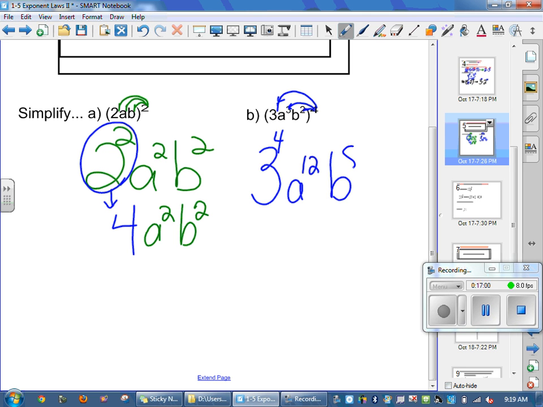Nice work. Okay, what's one step further I can go? Dylan? The 3 times 4. 3 exponent 4, good. So 3 exponent 4 is going to give me 81, good. So I'm going to have 81, a exponent 12, b exponent 8. Okay? Let's move on.